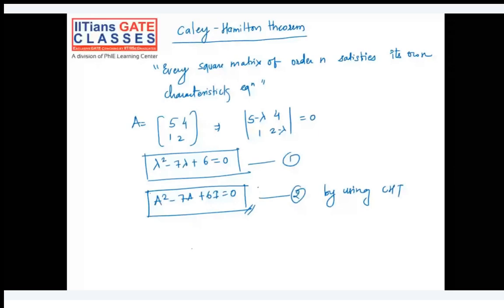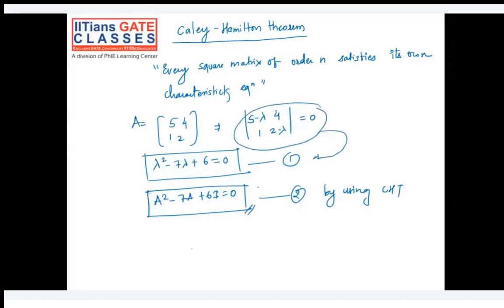Okay, so if we have a matrix A, let's say as shown in this slide, 5, 4, 1, 2 are the terms in the matrix. So the characteristic equation will look like determinant of 5 minus lambda, 4, 1 and 2 minus lambda, equal to 0. So this is your characteristic equation. You simplify it, it will look like equation number 1. So what is equation number 1? Lambda square minus 7 lambda plus 6 equal to 0. Okay, so this is the characteristic equation of the matrix.